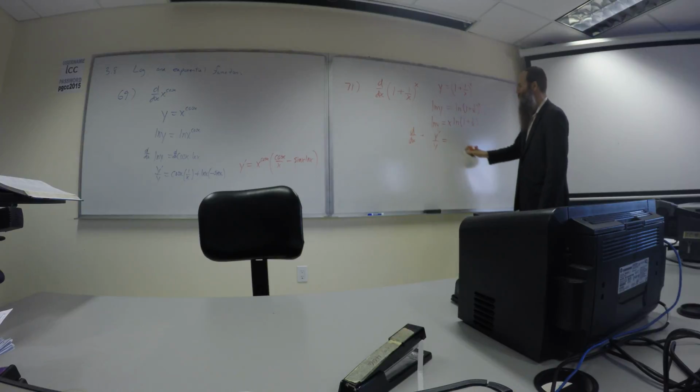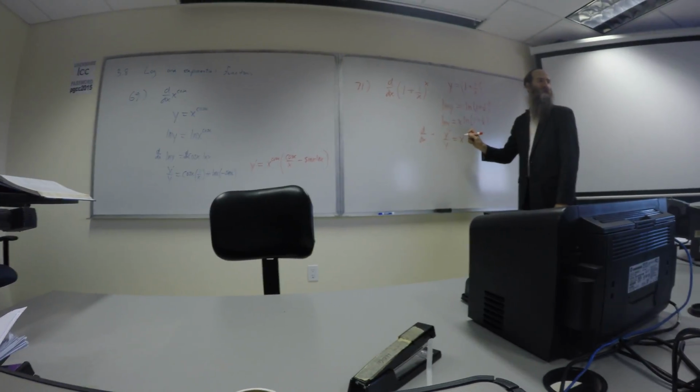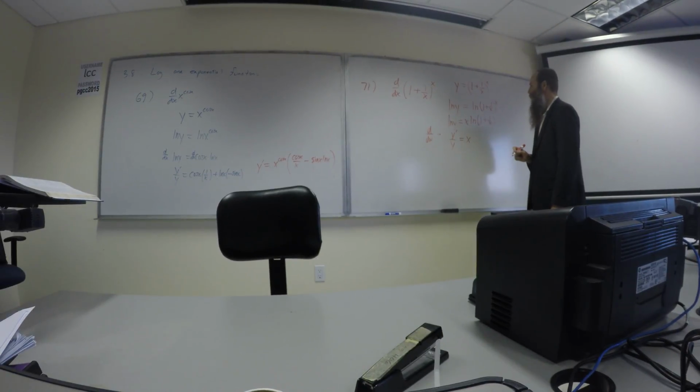So now, the right-hand side is first times the derivative of the second. We need the derivative of ln of 1 plus 1 on x. So you could do one of two things here. You could make this into a single fraction first, or you can work with it as not a single fraction. It's whatever you want to do.